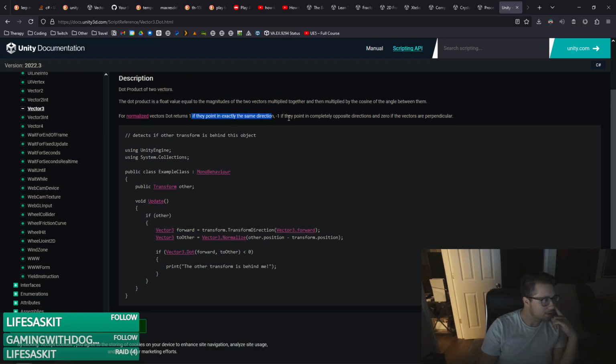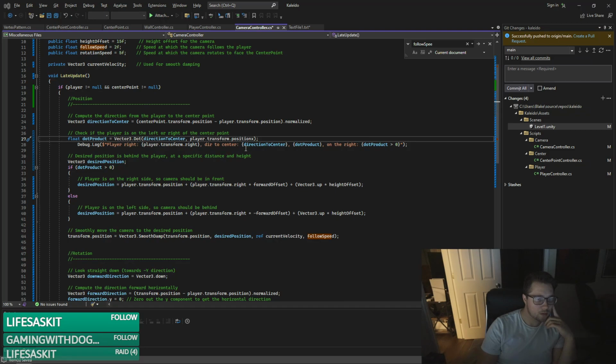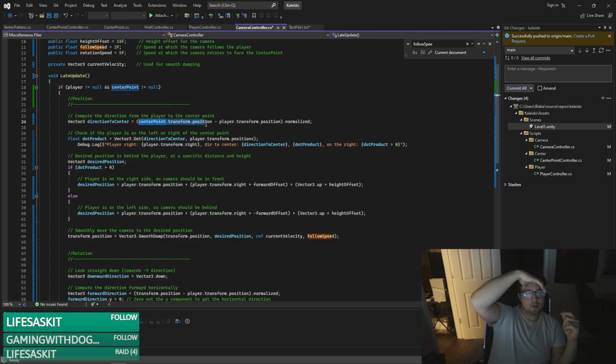One if they point in the same direction, negative one if they point in the opposite direction, 0. Okay, so we're comparing the direction to center, which is center point. Oh, I see. Yeah, this is definitely overcomplicating this.